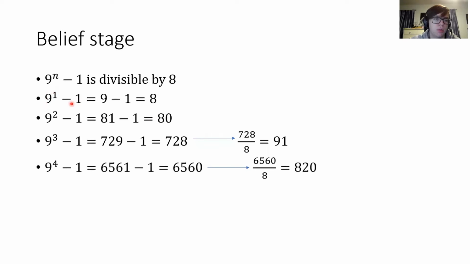We know 9 to the 1 minus 1 is equal to 8. 8 is divisible by 8. 9 squared minus 1 is 80. Down all the way here, 728 is divisible by 8. 9 to the 4th minus 1 is also divisible by 8. So we know that these first four numbers are true, so you can kind of go ahead. We know that there's a good chance that this is going to be true for all numbers.